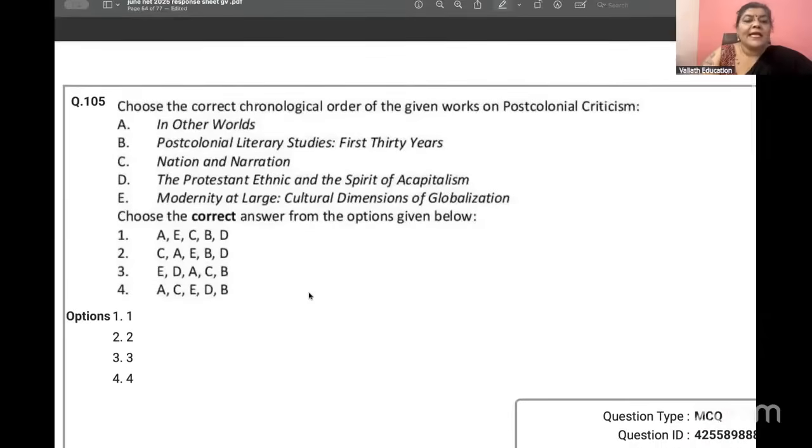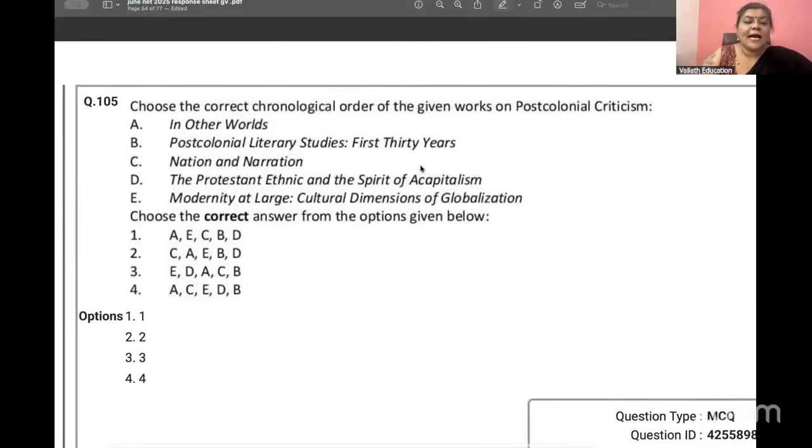Then, In Other Worlds, okay, that is by Gayatri Spivak. You should know that. Nation and Narration, 1990. Modernity at Large is Arjun Appadurai. So it came after Nation and Narration for sure. Nation and Narration is earlier. Like that, Nation and Narration is 1990, you know. In Other Worlds is 87 or something, right? Before this anyway. So, the other two, see, A, capitalism.